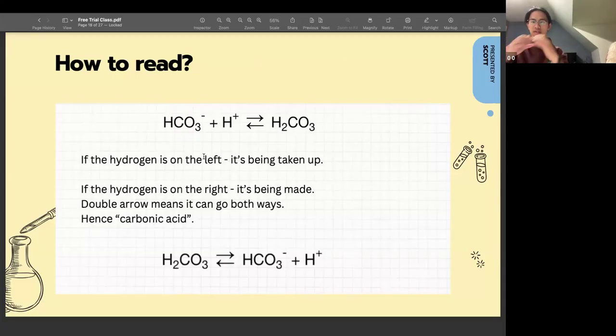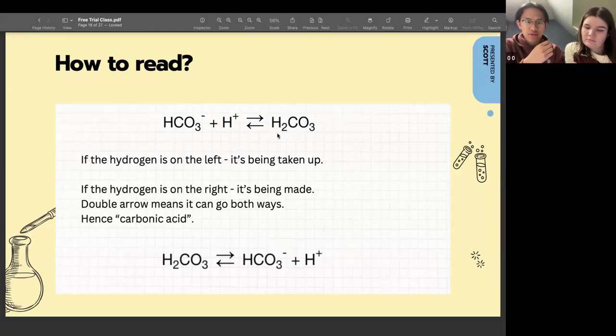So the right side is the products, the left side is the reactants. Right side is where you end up with, left side is before, or what you have in the beginning. So if a hydrogen is made afterwards, then the starting product is usually an acid. In this case, we can see from this chemical equation that HCO3, bicarbonate, is a base, and that its counterpart, carbonic acid, is an acid because it's able to make hydrogens.